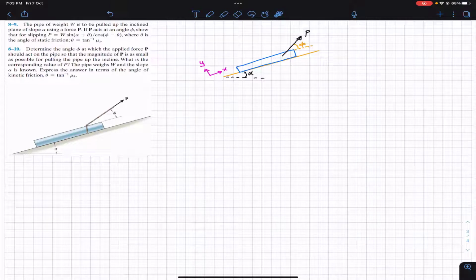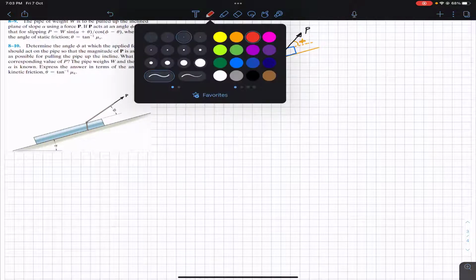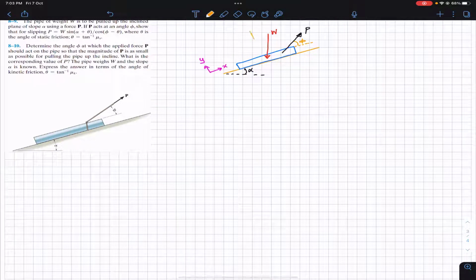Now this is the free body diagram of that pipe, and it is subjected to some force P at an angle of phi, and the slope is making some angle alpha with the horizontal. So now the weight of the pipe is going to act vertically downward. Let's say somewhere here is the weight of the pipe, which is going to act vertically downward. So this is represented by W, and let me draw a line perpendicular to the inclined surface. So this line is perpendicular to the inclined surface.